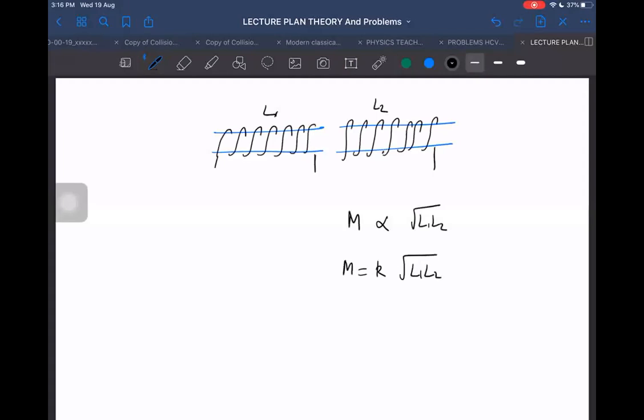Sometimes K is called the coefficient of coupling. The value of K will be small if not many magnetic field lines pass from one and enter into the other. But if 100% of the magnetic field lines overlap with each other, then the coefficient of coupling will be 1. Okay. So the coefficient of coupling can vary. If they give it to us, then we can find out the mutual inductance. If they don't give us, obviously we cannot determine.